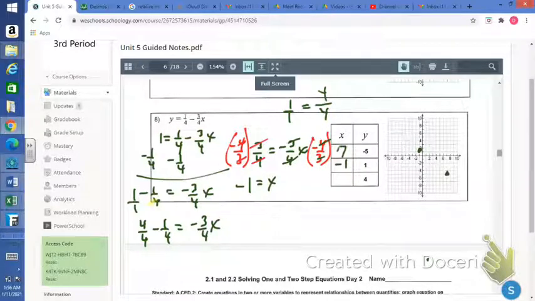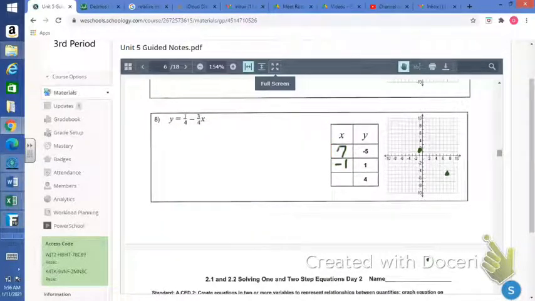Alright, now go ahead and hit pause and try the last one. Try the last one, plugging in 4 for y. Okay, and when you plug in 4 for y, you should get negative 5 for x. And there's your line.